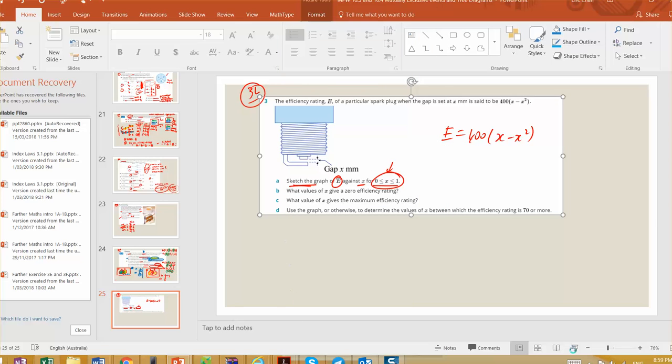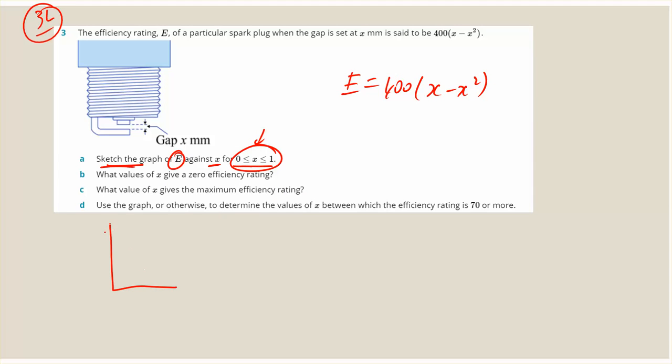So let's go back to the slide and draw it. I'm going to be using a ruler on the test, but since I'm drawing freehand, it's not going to be as accurate. Efficiency is in percentages, and x is in millimeters, so you have to include your units. Now we know it's a parabola shape. It's a frown. That's a 0, and that's a 1, and we know that's 100. So when the gap is 0.5 millimeters, the efficiency is 100.